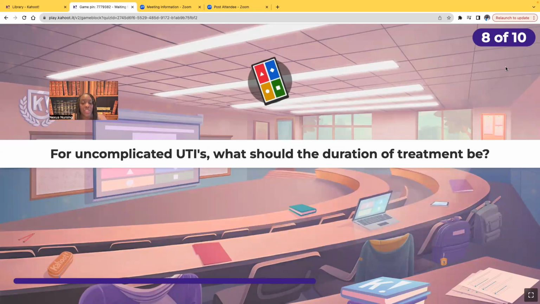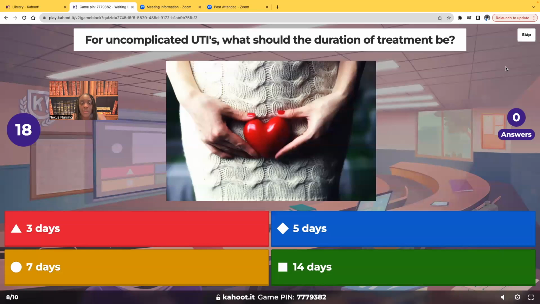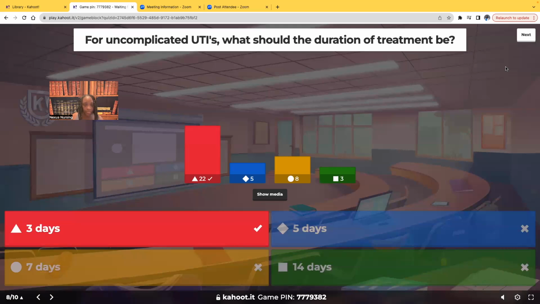Okay, for uncomplicated UTIs, what should be the duration of treatment? Oh, I forgot I made this a question. Is it 3 days, 5 days, 7 days, or 14 days? And I just told you the answer, so everyone should get this correct. How did only 22 of you get this right? I just told you if it's uncomplicated, you expect that patient to be on antibiotics for 3 days. When I say uncomplicated, I mean a healthy female adult, 18 or older.